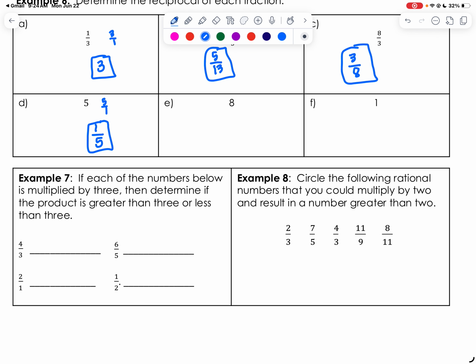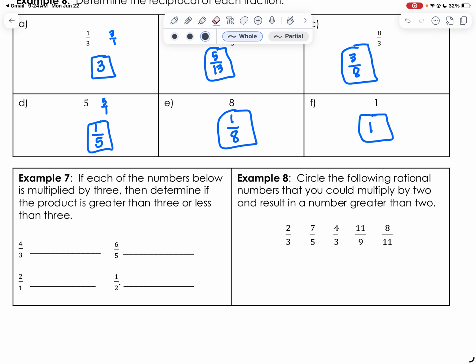Pause the video and try problem E and F on your own. All right, welcome back. Hopefully you said the reciprocal of 8 was 1 over 8. And hopefully you said the reciprocal of 1 is 1.